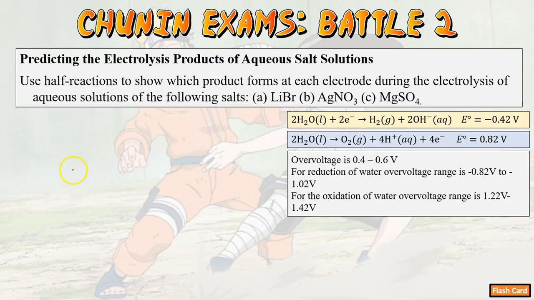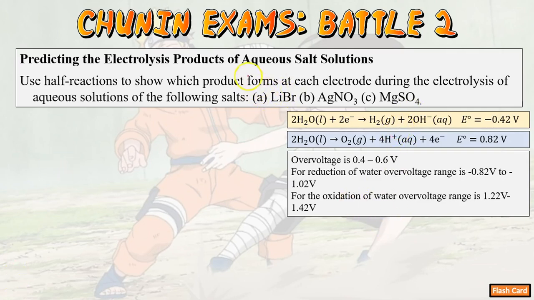So that's just bringing about all this little information that we already kind of know. Also, since I know I am dealing with water, I want to have water being reduced at the cathode, and I also want to have water being oxidized at the anode, okay? To take into account overvoltage based on the values given with these two half reactions, I'll say for the reduction of water, overvoltage range is negative 0.82 volts to negative 1.02 volts. And so for the oxidation of water, overvoltage range is 1.22 volts to 1.42 volts. So we want to make sure that we are taking everything into consideration, and it just makes it easier for us to just grab and go and see, okay?